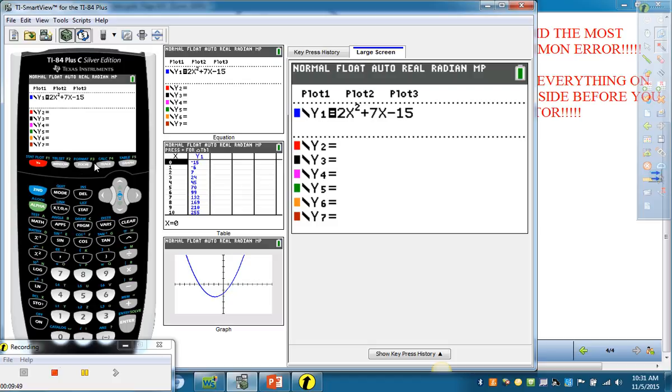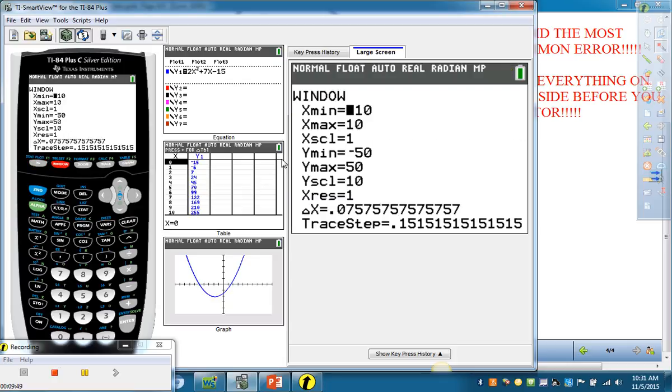This may take a little playing around. So we have our equation here. Now we're going to go to window. And it's always a good idea to start with negative 10 to 10 for your x's. It's the y's that we need to play with a little bit.